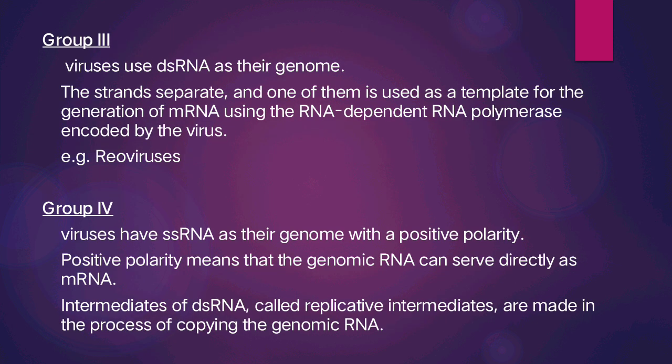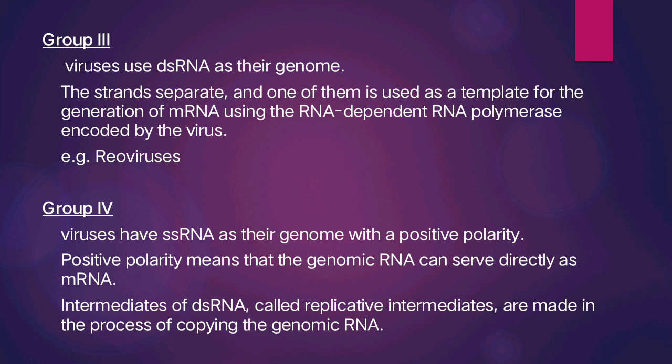Then, Group 3: viruses use dsRNA as their genome. The strands separate and one of them is used as a template for the generation of mRNA using the RNA-dependent RNA polymerase encoded by the viruses. Example: reoviruses.